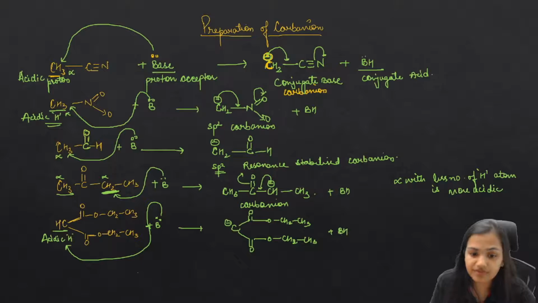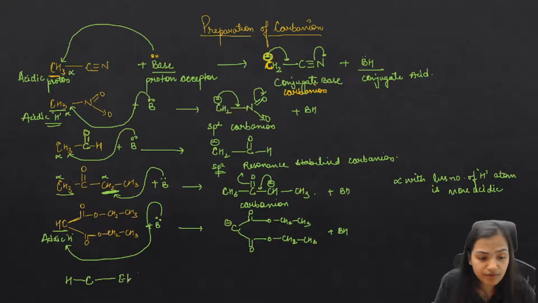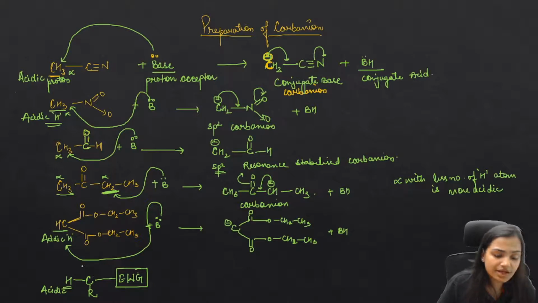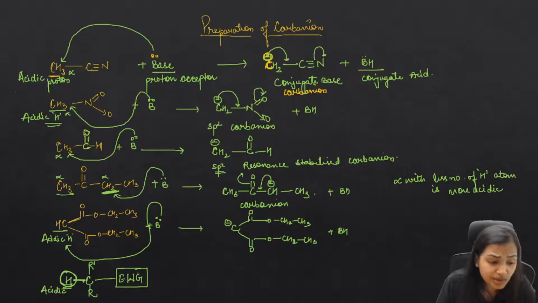Okay, so ultimately we can say that if there is a carbon having a hydrogen atom, and along with this carbon there is any kind of electron withdrawing group directly attached to it, then this hydrogen will become acidic. We can generalize that; this could be any R. If we have a carbon with at least one acidic hydrogen atom, and this could be another R or R dash, along with an electron withdrawing group, because what does this electron withdrawing group do? It makes this hydrogen more acidic.